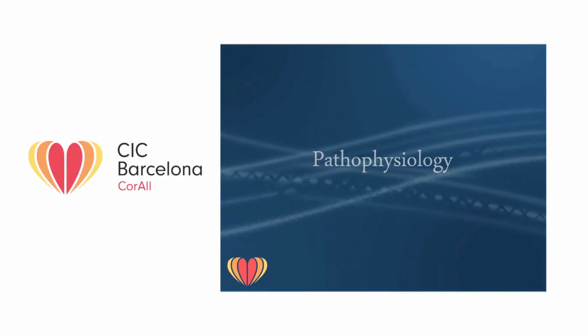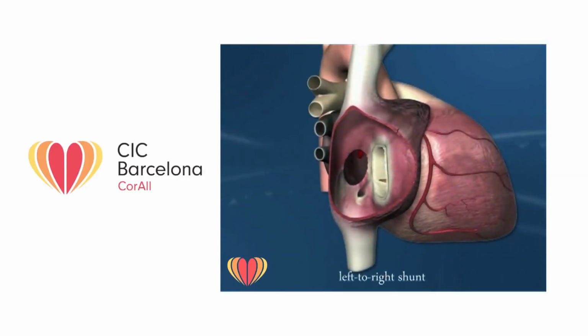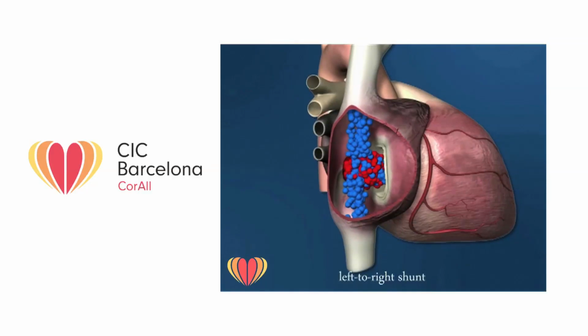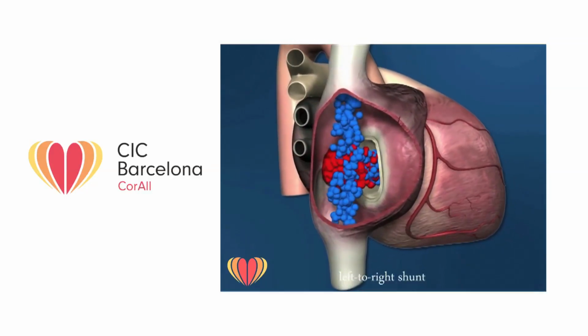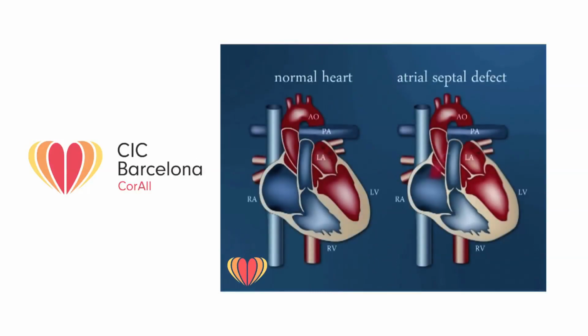Atrial septal defects usually allow blood flow from left towards right, causing a left-to-right shunt. The direction and magnitude of the shunt are determined by the size of the defect and atrial pressure. Persistent large defects may lead to pulmonary hypertension and pulmonary artery vascular disease in patients over the age of 20 to 30.